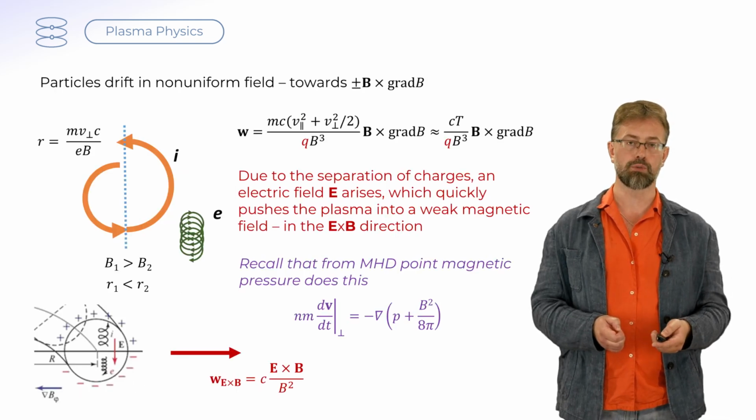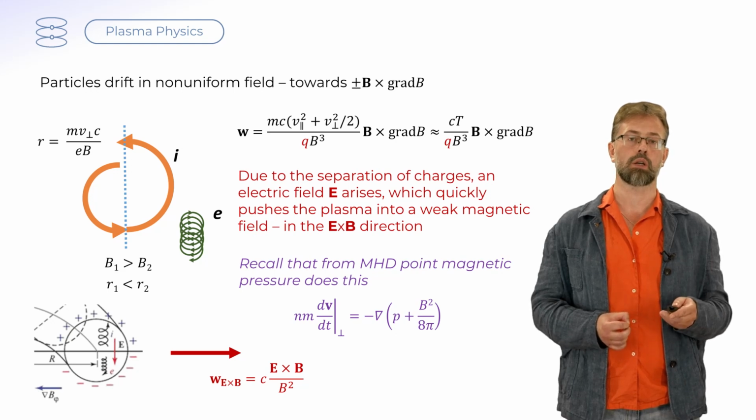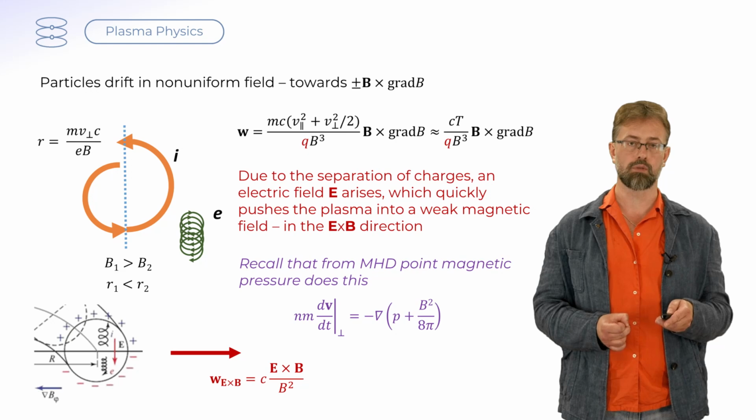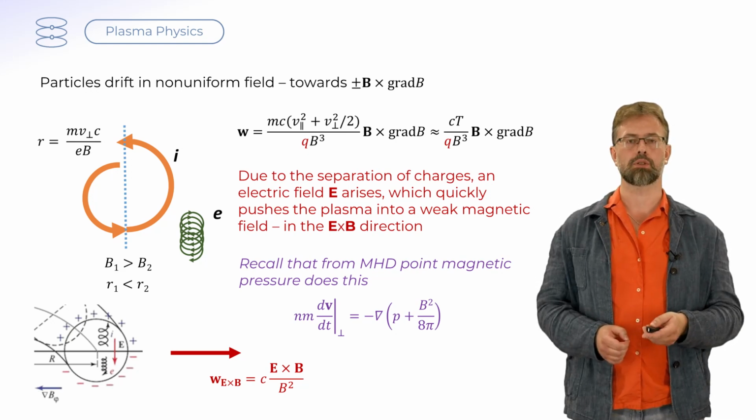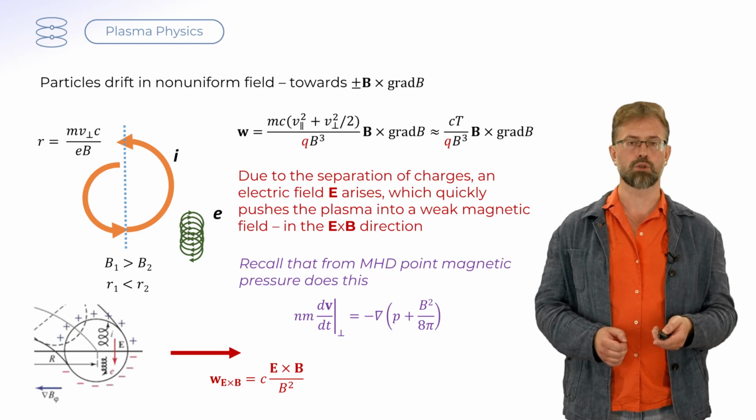Particle drift in a non-uniform field is directed transversely both to the B field and the gradient of the field magnitude. One can see, if there is a gradient of magnetic field amplitude, particles have different Larmor radius.